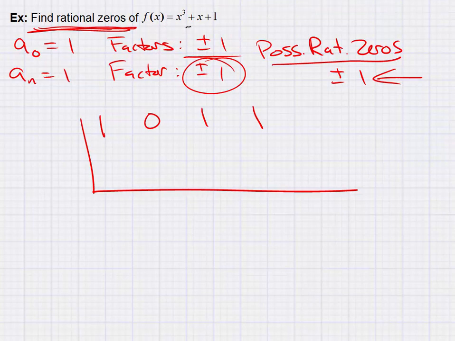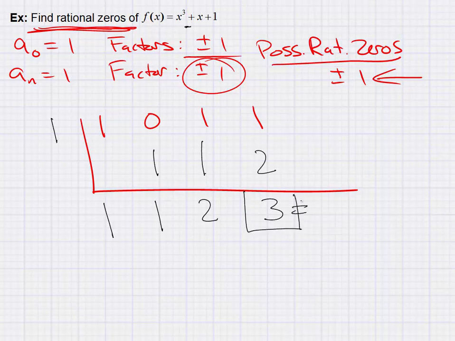I'm missing the square, so that's why I put the 0. And I'm going to put a 1 here. So bring down the 1, multiply, I get 1, add, I get 1. Multiply again, I get 1, add, I get 2, multiply, I get 2, add, I get 3. I don't get 0. Therefore, x equals 1 is not a 0.